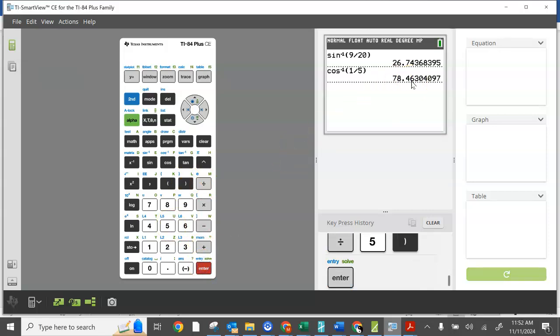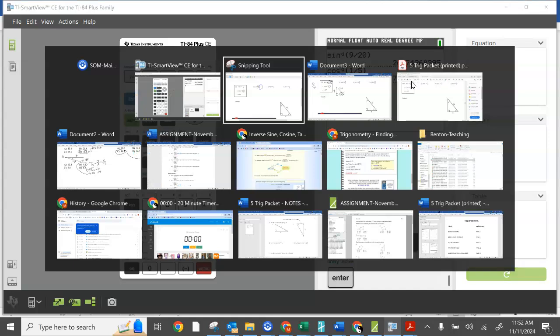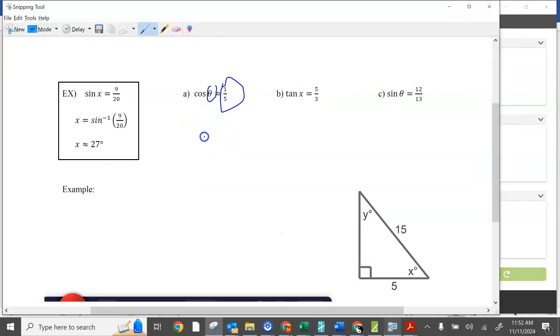So you can round it to 78. So that's how you do that. So go ahead and try the next two. You guys try these two, pause me, and then come back and see what you get, okay?